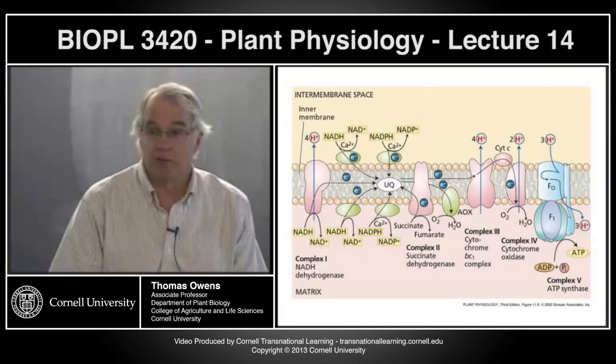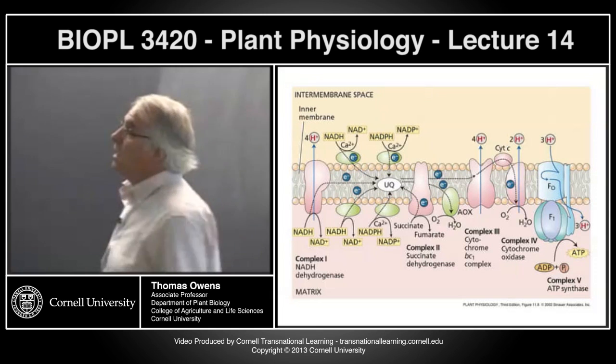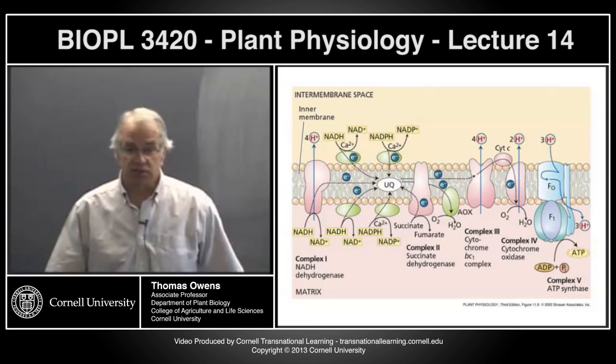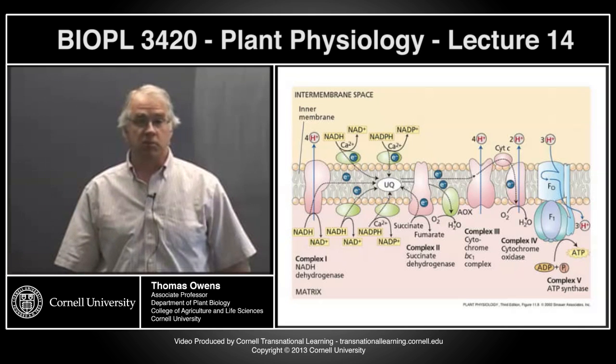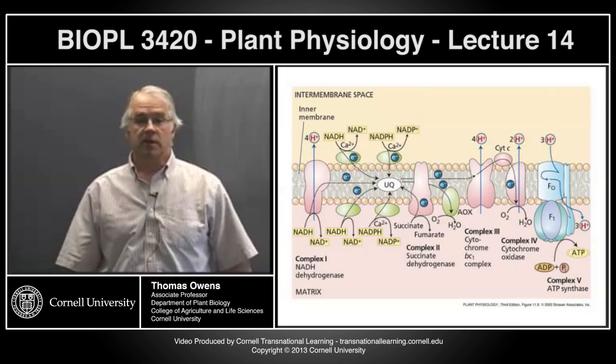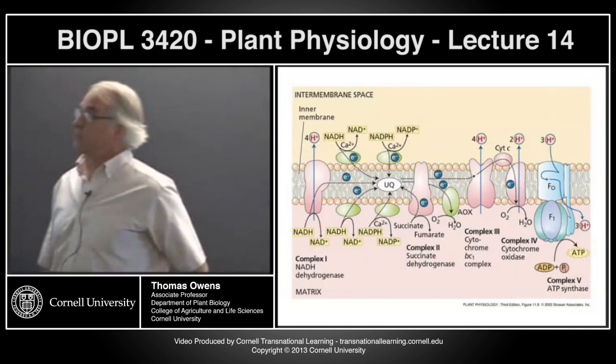Last time we left off, we were just finishing up talking about respiration, and we talked about the electron transport chain that's associated with mitochondria. And there's a couple of things that I wanted to point out that are different between what happens in plant mitochondria and what happens in animal mitochondria. There are two main differences.